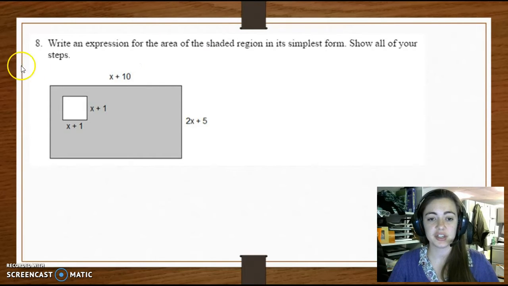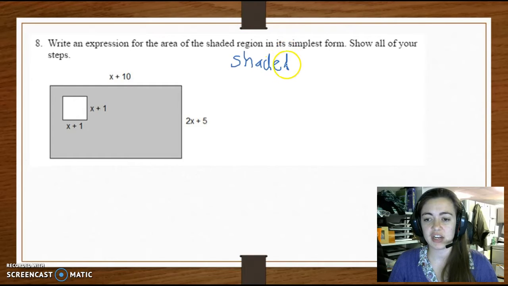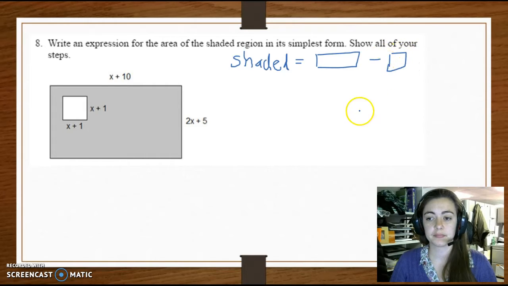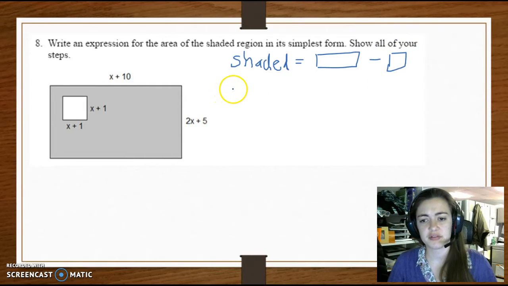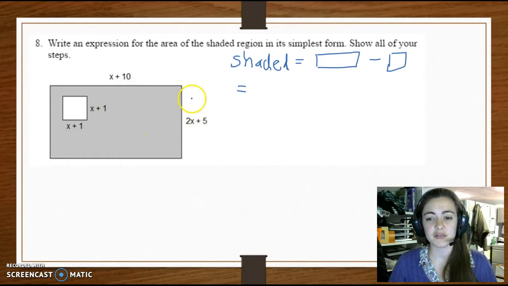For the last question, there was a little bit of work involved. It says, write an expression for the area of the shaded region in its simplest form. Show all your steps. So the shaded region, sometimes I write this with words first to help me walk through what I am trying to do. The shaded region looks like you're going to take that whole rectangle and subtract that square. So how do we do that? The area of the rectangle is length times width.